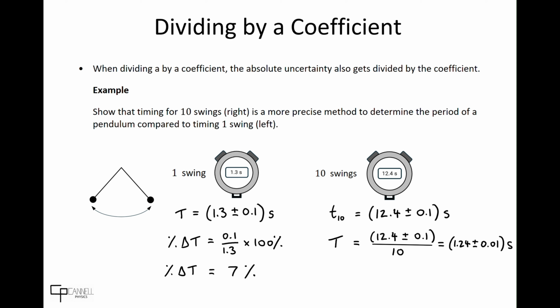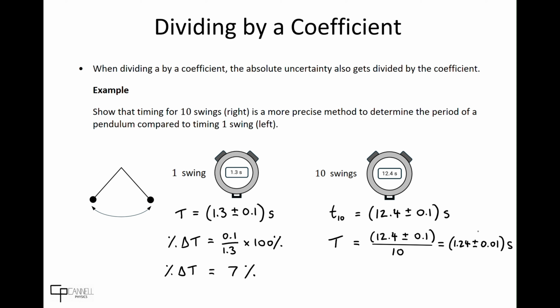So before even calculating this percentage uncertainty, you're already seeing that this measurement for period is a lot more precise than the timer on the left. Because if we just focus on the range, in the first period measurement for one swing, the measured period is anywhere between 1.2 and 1.4 because it's 1.3 plus or minus 0.1.